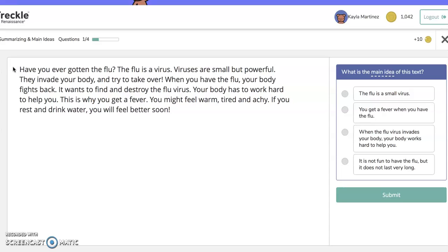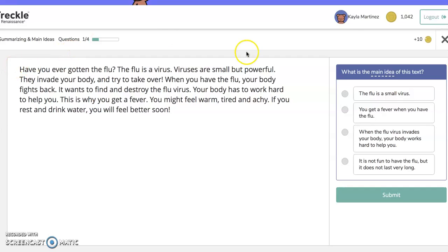The flu is a virus, and viruses are small but powerful. They invade your body and try to take over. When you have the flu, your body fights back. It wants to find and destroy the flu virus. Your body has to work hard to help you. This is why you get a fever. You might feel warm, tired, and achy. If you rest and drink water, you will feel better soon.